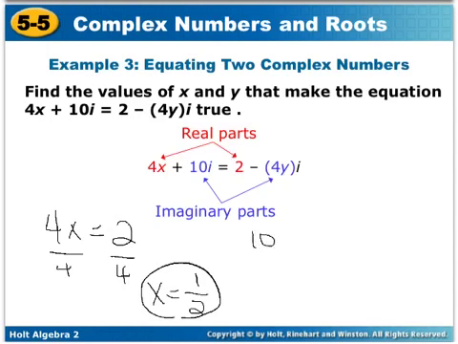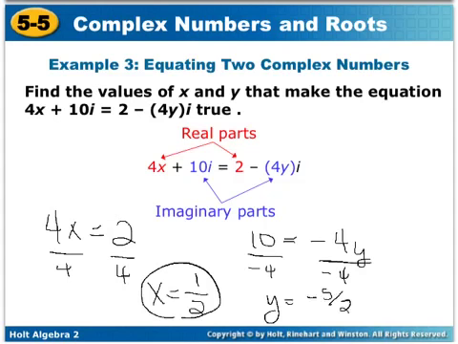We don't need the i's because they would cancel out anyway. Alright, divide by -4, divide by -4, y equals -5/2.